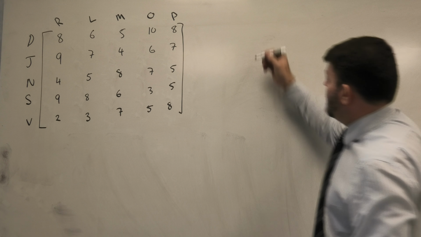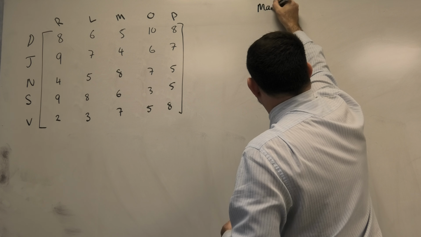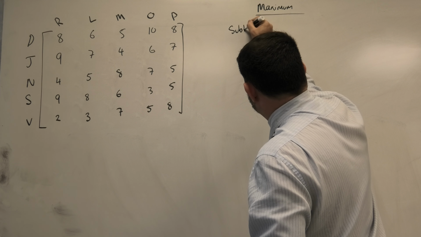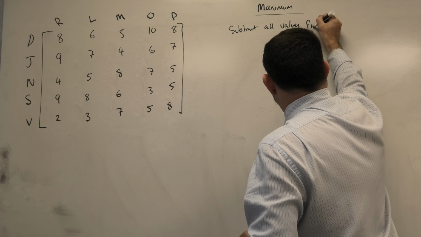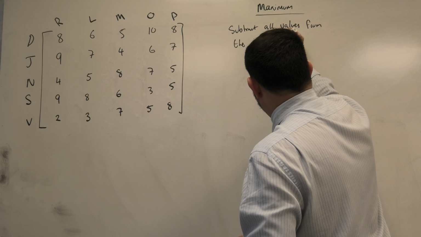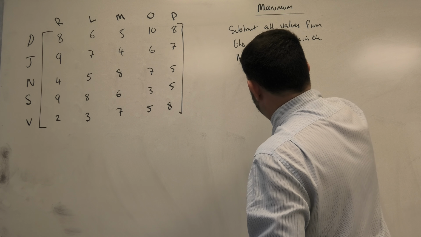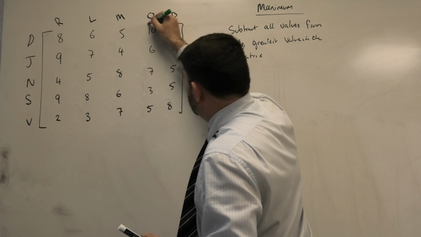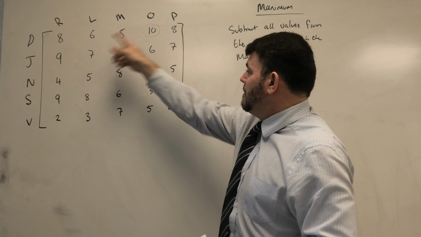When it comes to finding a maximum, the first step we have to do is we need to subtract all values from the highest or from the greatest value in the matrix. So in this case, the greatest value in here is 10. So what we're going to do here is we're going to subtract every single number in here away from 10.